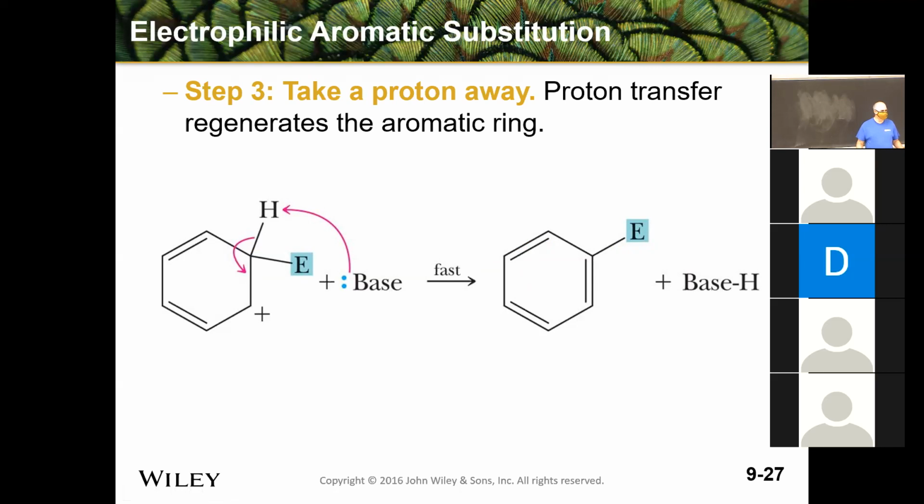So this is an important point. The benzene ring is very stable. To disrupt the aromatic system would be energetically unfavorable. So that's why we don't have something attack the plus charge. We want to get back that benzene ring.